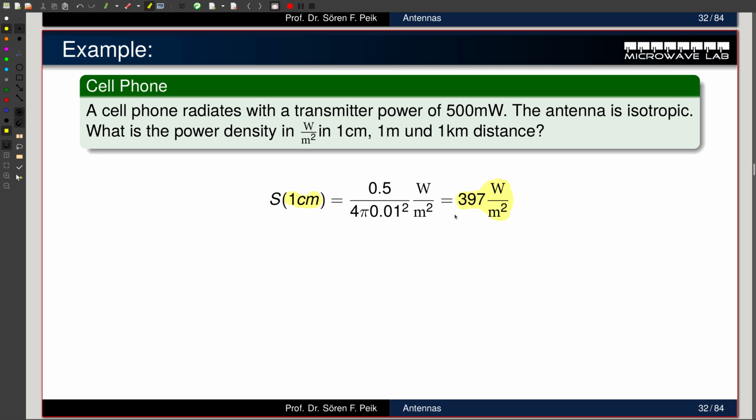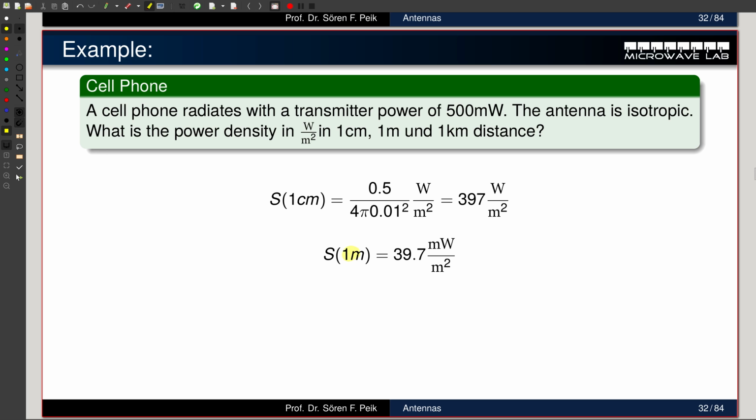So that means when we are 1 centimeter away from the antenna of the cell phone, we get an extremely large power flux density, which is almost the same as the power density of a stovetop, where we have maybe a couple of thousand watts per square meter. This is still not dangerous because in total my power is only half a watt. That means even when we have the cell phone close to our eye and our brain, the total amount of power we receive is only half a watt, even though the flux density is fairly high.